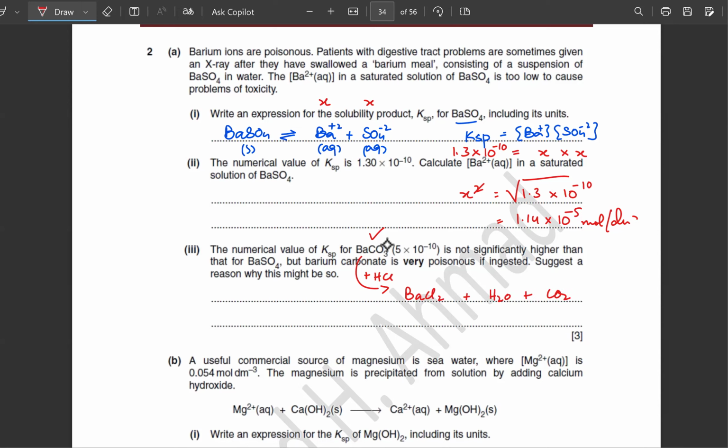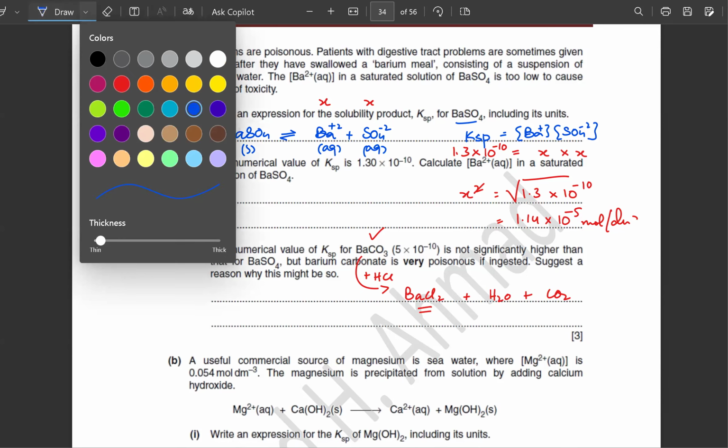Now, if you remember solubility, is barium chloride a very soluble compound or an insoluble compound? What was the solubility of chlorides? The solubility of chlorides was that they were all soluble except silver and lead chlorides. They were not very soluble. So barium chloride is very soluble.